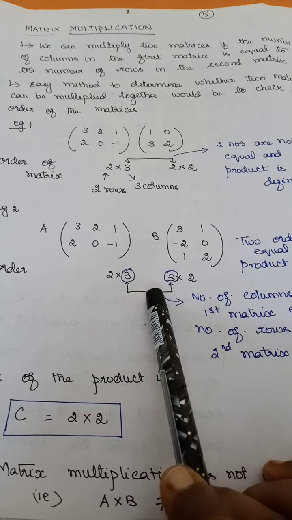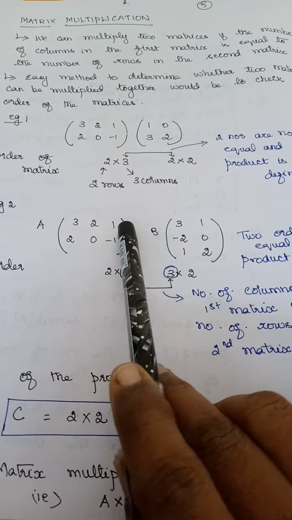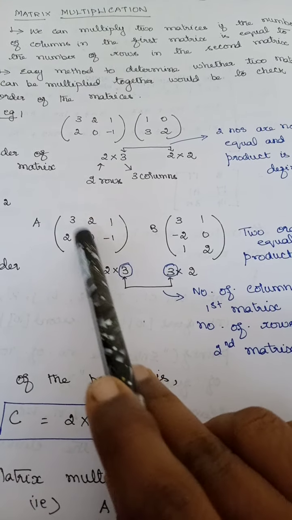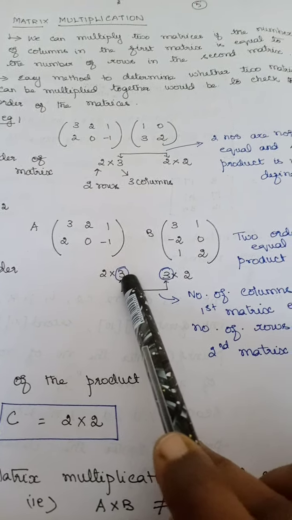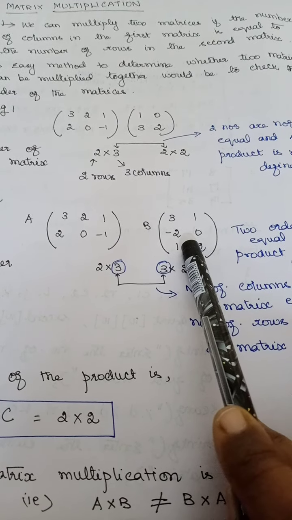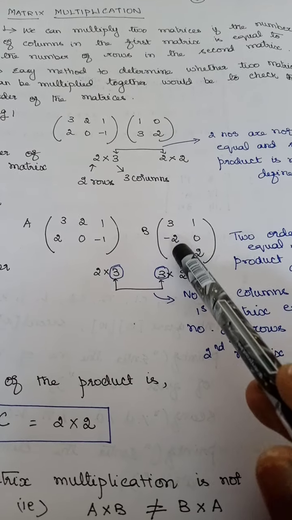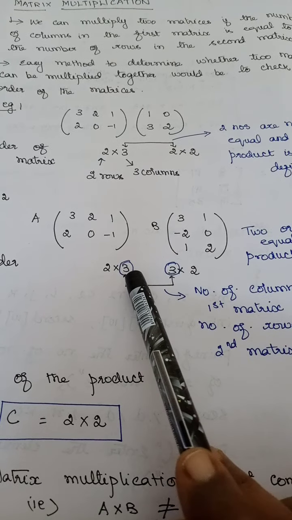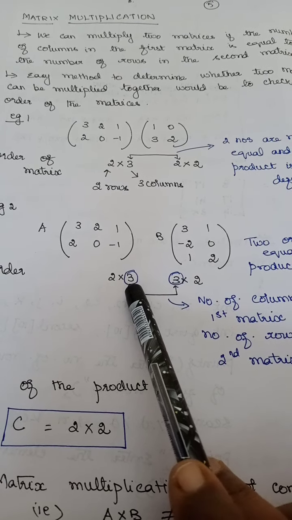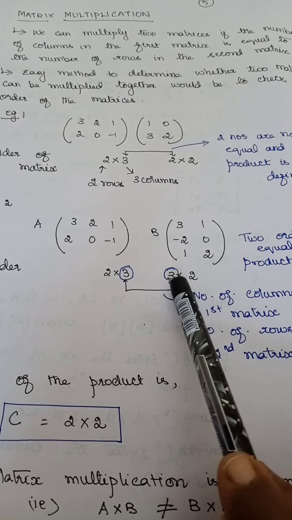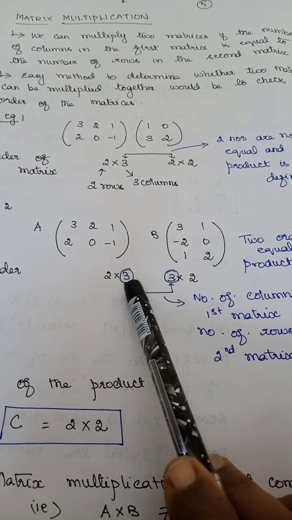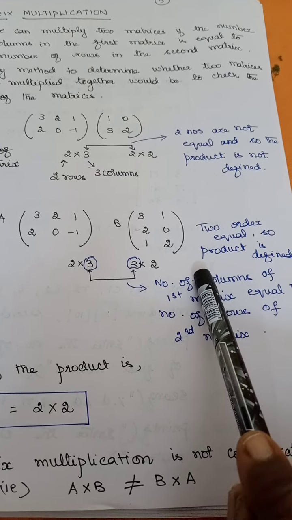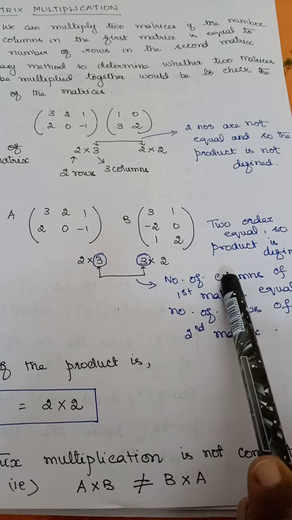We'll see one more example. So here I will say 3, 2, 1, 2, 0, minus 1. Here what is the order? Again it is going to be 2 rows, 3 columns. So 2 into 3. Now you take the next matrix B. Here I have 3 rows, 2 columns. Now I am going to check the column of my first matrix with the row of my second matrix. This is 3, and this is also 3. Since these two are equal, it means that I can do the multiplication, right?